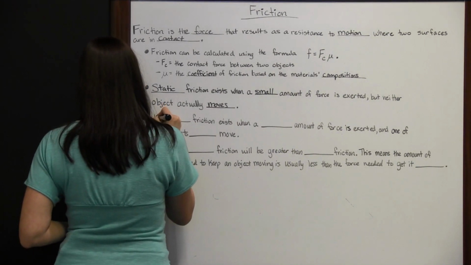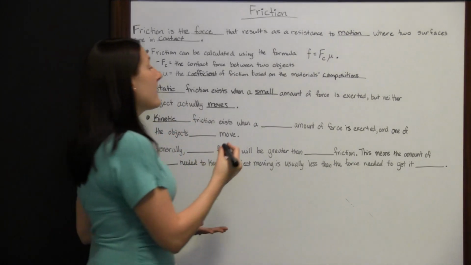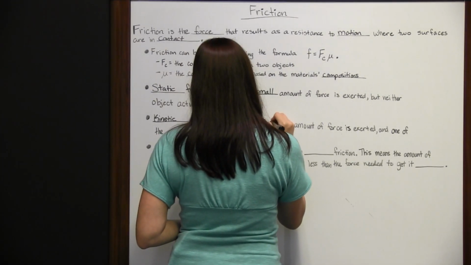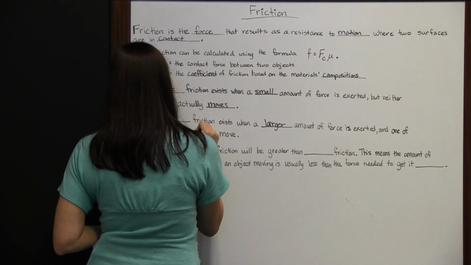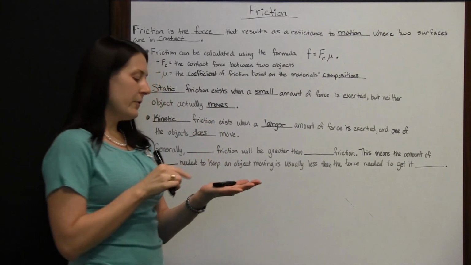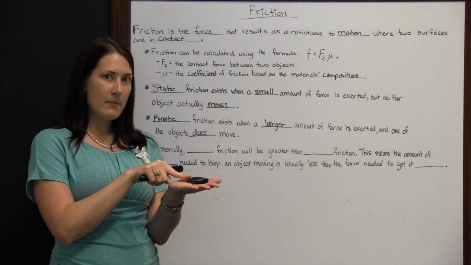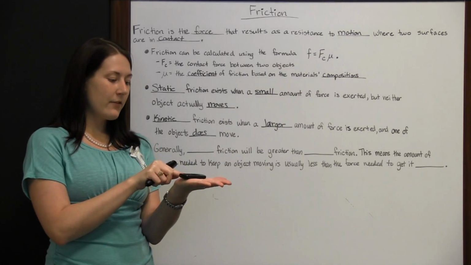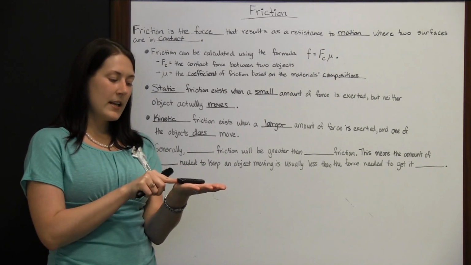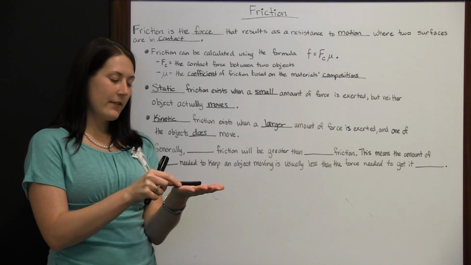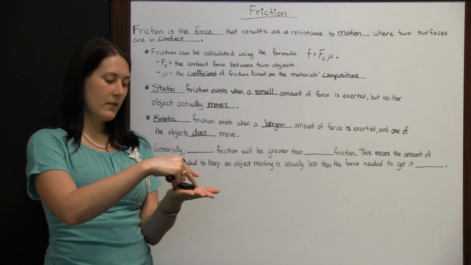The other type of dry friction is kinetic friction. And this exists when a larger amount of force is exerted and one of the objects does move. So, if I push the remote hard enough that it actually moves on my hand, this is kinetic friction. It's actually moving on my hand. If I'm pushing and it's not moving, static friction. If I'm pushing and it moves, kinetic friction.